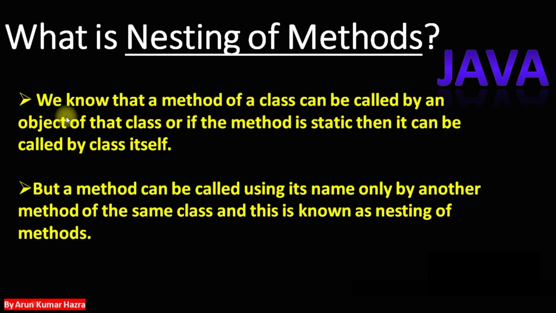Now what we actually did was the first statement, where we call a method using an object instance or a class name itself. Now the second statement says that a method can be called using its name only by another method of the same class, and this is called nesting of method. So let's do this scenario now.